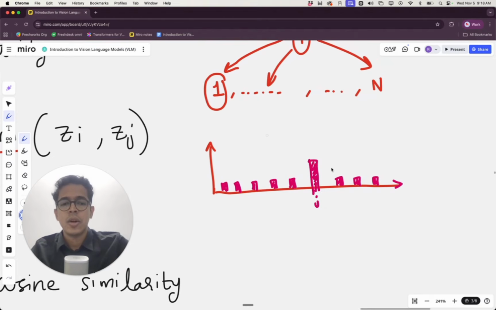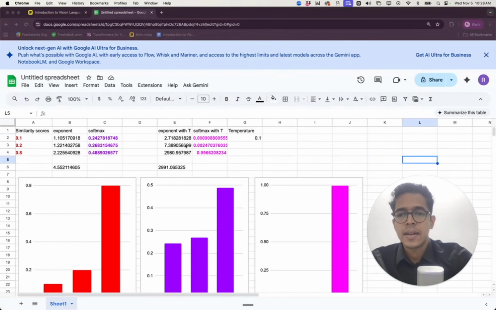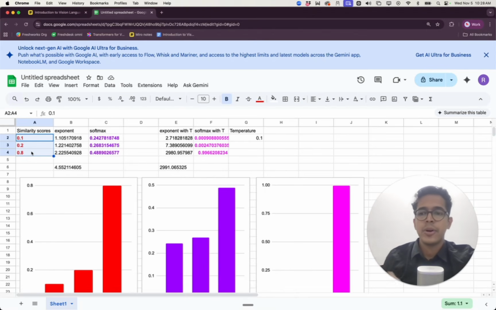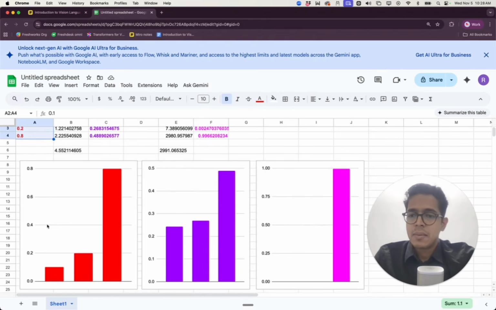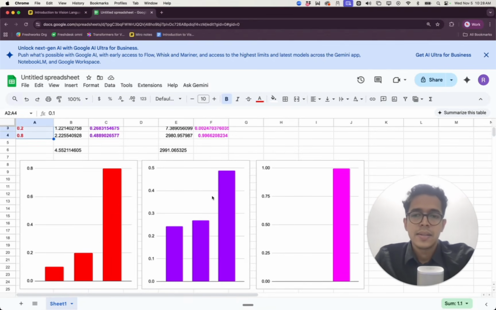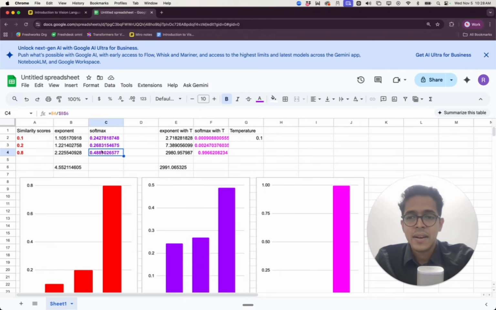This we can easily see by plotting it on a Google sheet. So let's try that. In this Excel sheet, I have constructed 3 numbers. Let's say these are the 3 similarity scores we are currently considering, 0.1, 0.2 and 0.8. We can say it's the similarity score between Z1 and Z2, Z1 and Z3, Z1 and Z4. If we plot the similarity score just like that, this is the resulting red plot, 0.1, 0.2, 0.8. Once we convert this into softmax, we get a plot like this, and this will add up nicely to 1. So 0.24 plus 0.26 is roughly 0.5, and this is 0.49. So they sum up to 1.